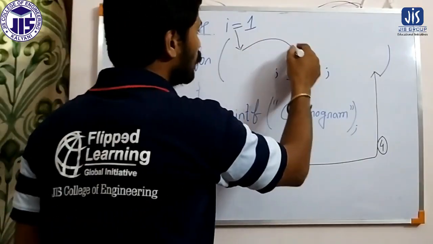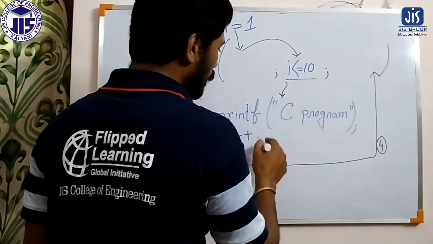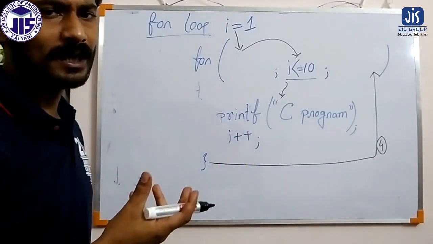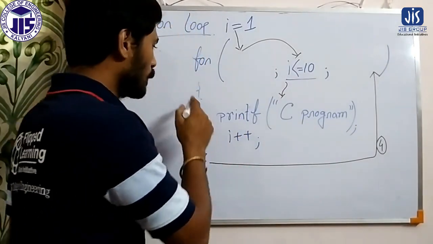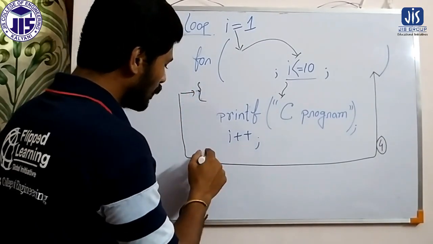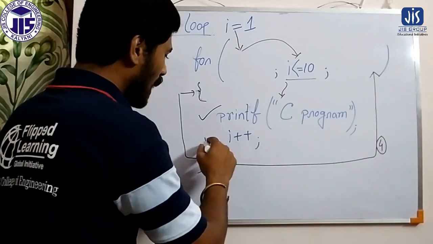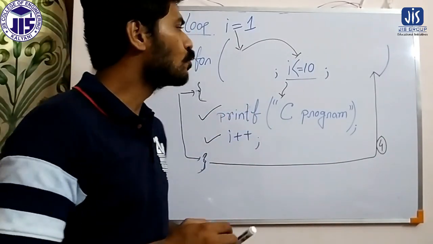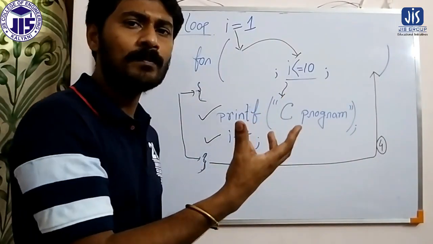Now here it will come to the condition. After the condition, it will come here. Then the I plus plus operation will be automatically performed if the condition is true, because I plus plus is inside the body. Whatever we are writing inside the body of the loop will be executed. So printf and I plus plus, both the instructions are inside the body of the loop. If the condition is true, then both these instructions will be automatically performed.